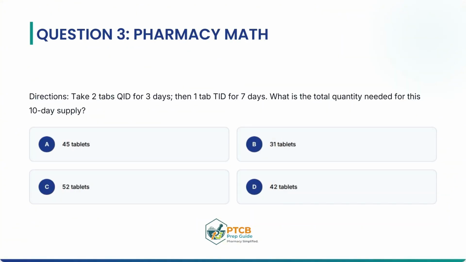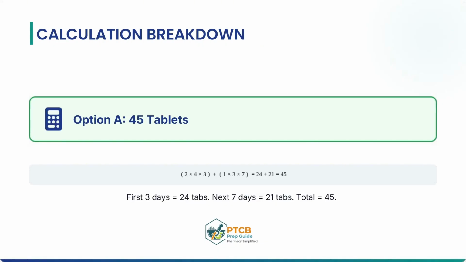Taking a look at question number 3, here is a math one. A patient has a 10-day supply of a medication. The directions say, take 2 tablets 4 times a day for 3 days, then 1 tablet 3 times a day for 7 days. What is the total quantity you need to dispense? Option A, 45 tablets. Option B, 31 tablets. Option C, 52 tablets. Or option D, 42 tablets. The answer is option A, 45 tablets.